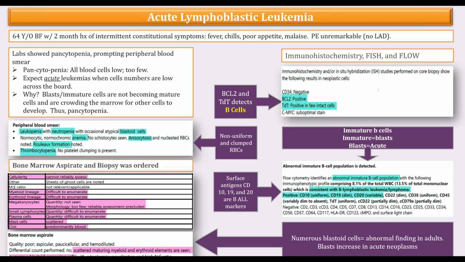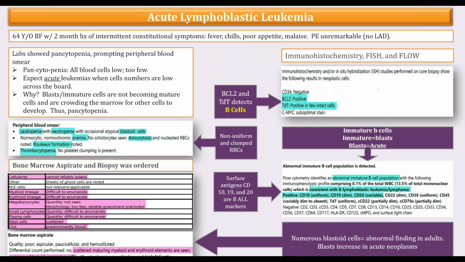The myeloid and erythroid lineage is difficult to enumerate, and we would expect to see that, I guess, because the blasts are really crowding the marrow and not allowing, again, those mature cells to form. And so the numbers are really low, hence the penias.